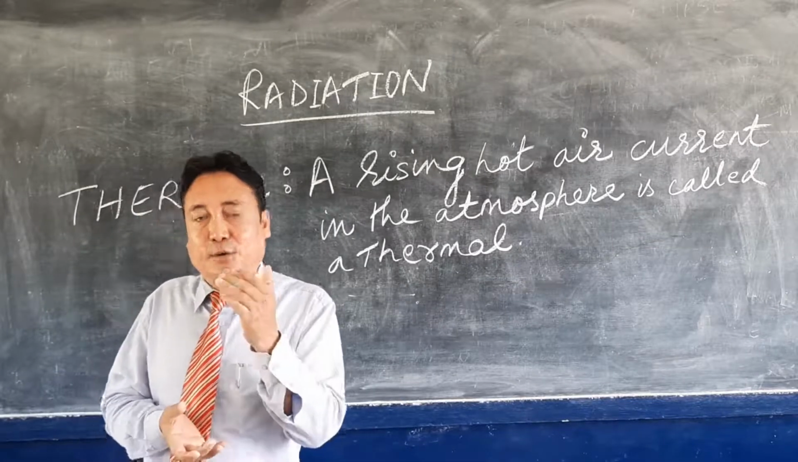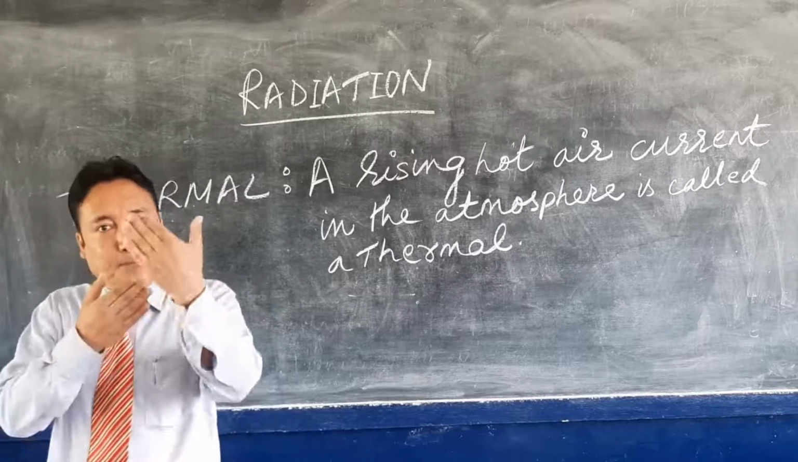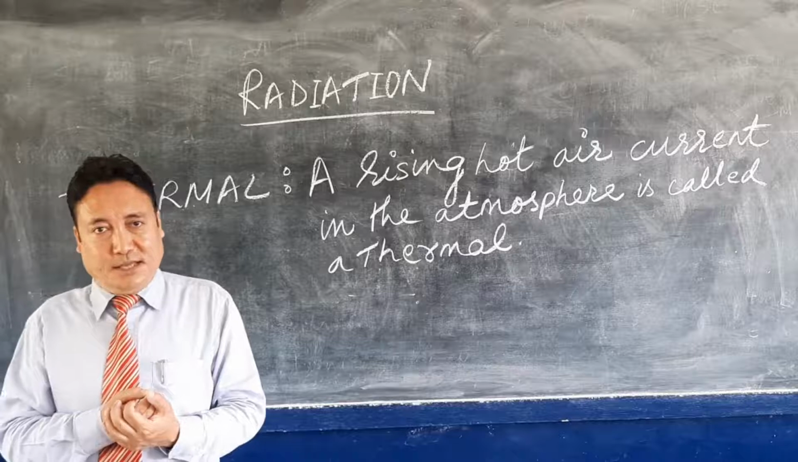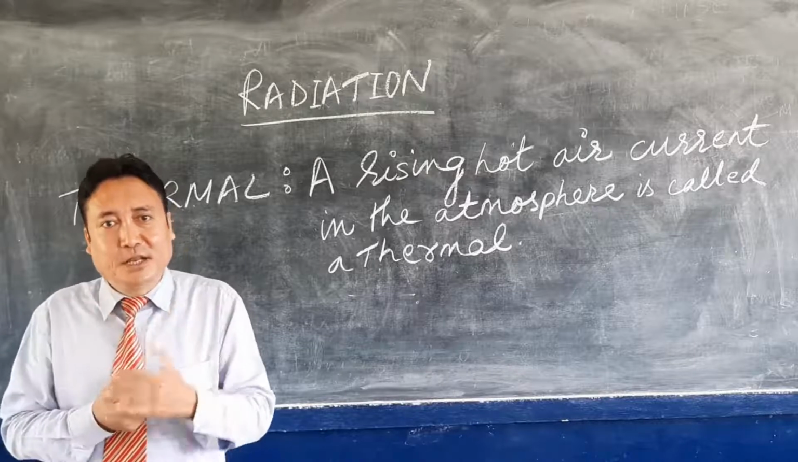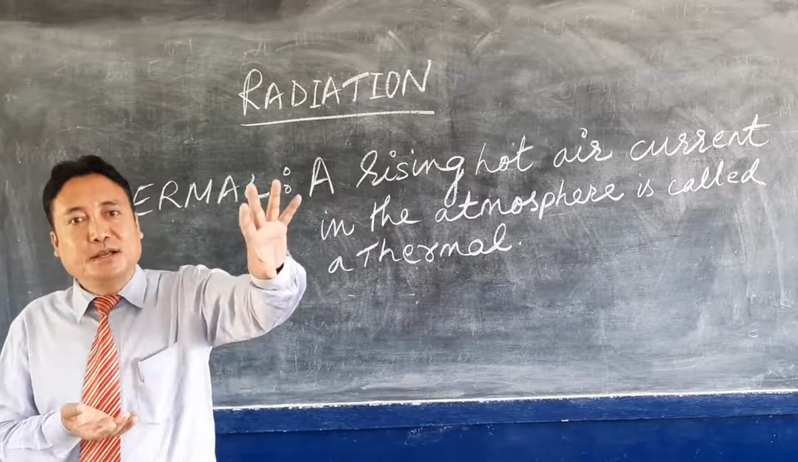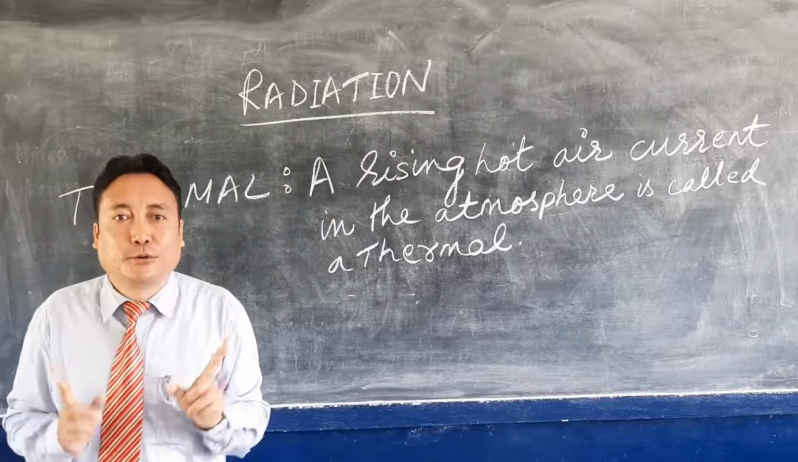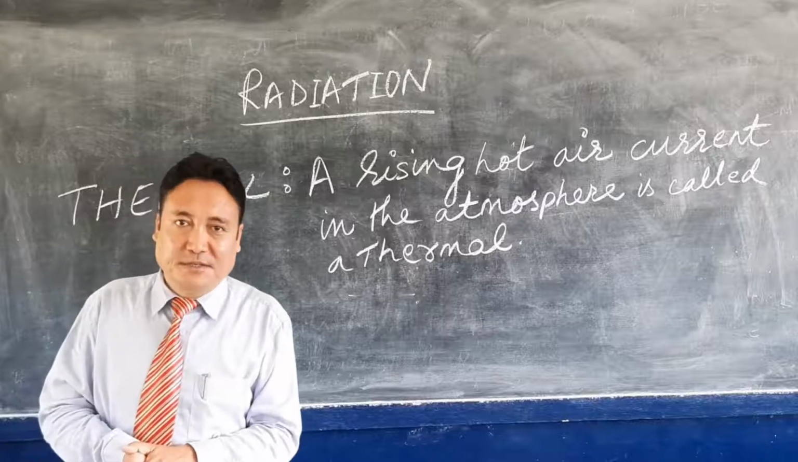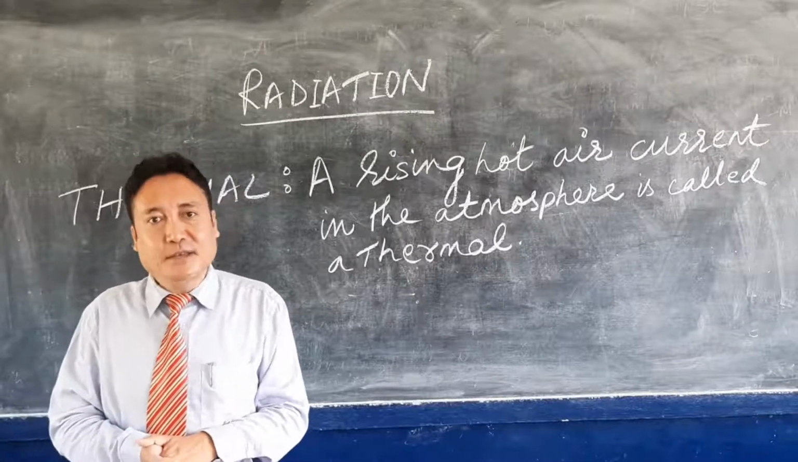Similarly, in a room heater, the back portion of the room heater is polished so that it will reflect more heat and keep the room warm. So all these are the applications of radiant heat or radiation.